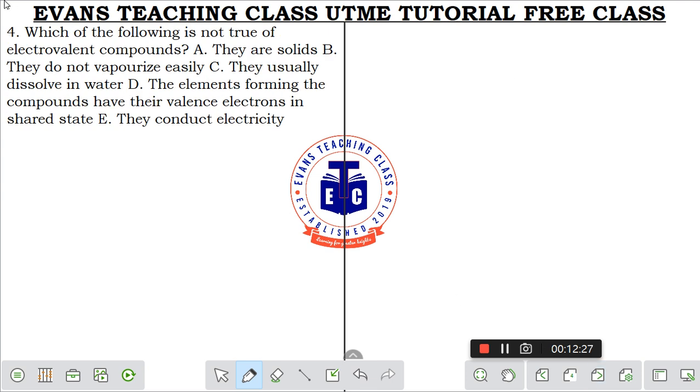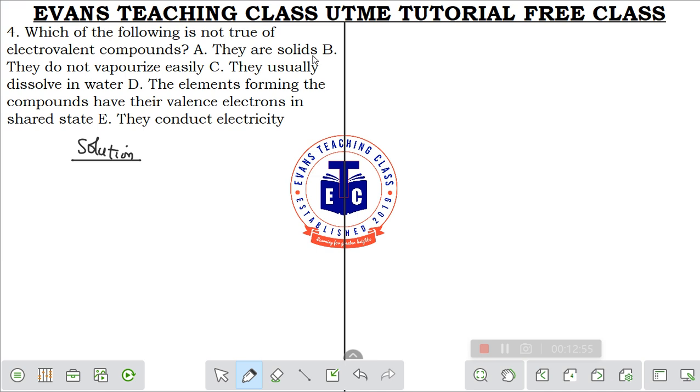They said which of the following is not true of electrovalent compounds. So what do we mean by electrovalent compound? Option A, they are solids. B, they do not vaporize easily. C, they usually dissolve in water. D, elements forming the compounds have their valence electron in a shared state. E, they conduct electricity.